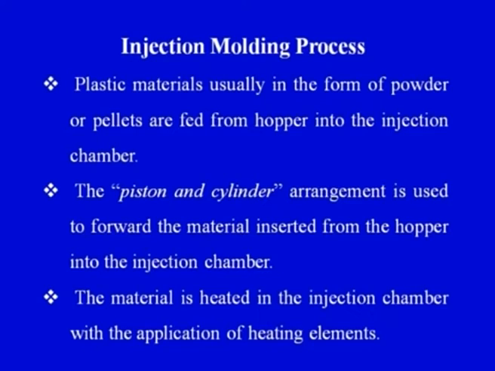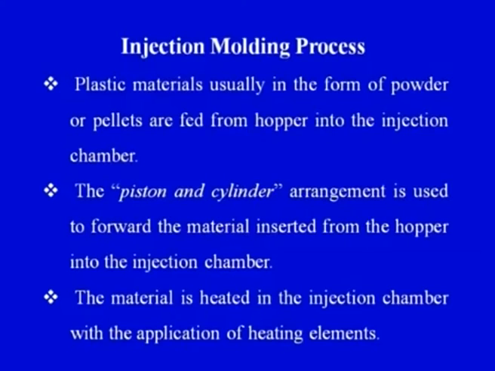The piston and cylinder arrangement is used to forward the material inserted from the hopper into the injection chamber. So this piston is used to push this material towards the injection chamber. Secondly, the material is heated in the injection chamber with the application of heating elements. So again we have to melt the raw material in order to push it into the mold cavity finally. So first thing is, the raw material is coming from the hopper. It is being pushed by the piston towards the injection chamber. In the injection chamber there is a heating arrangement. So heating is going to melt the raw material into the molten stage.